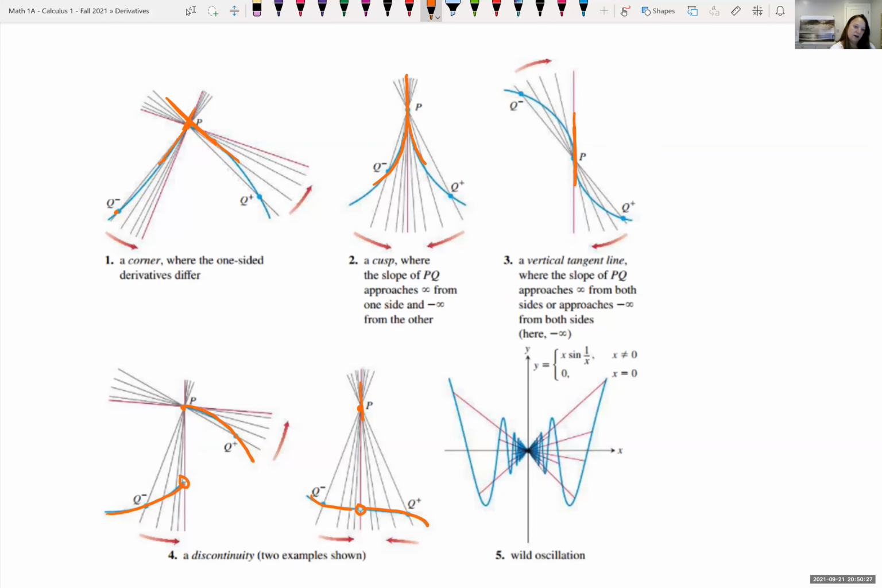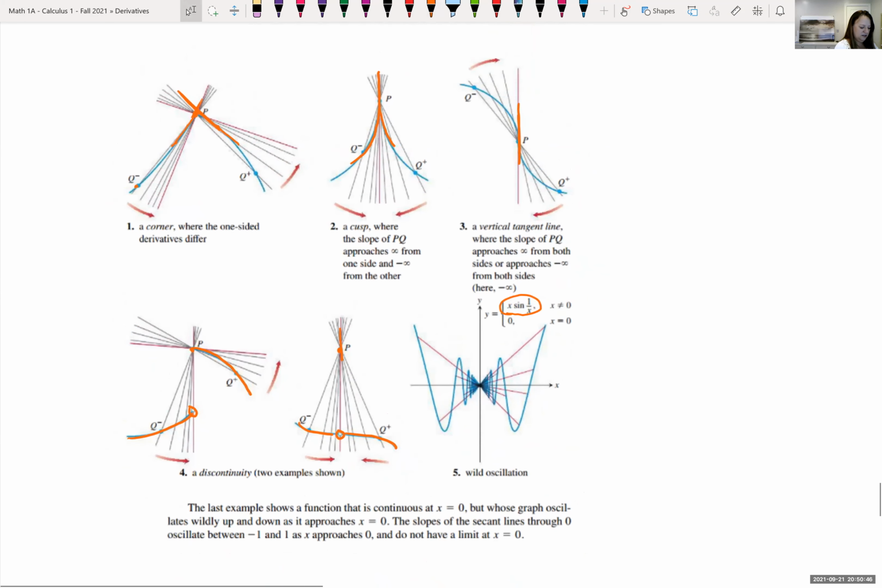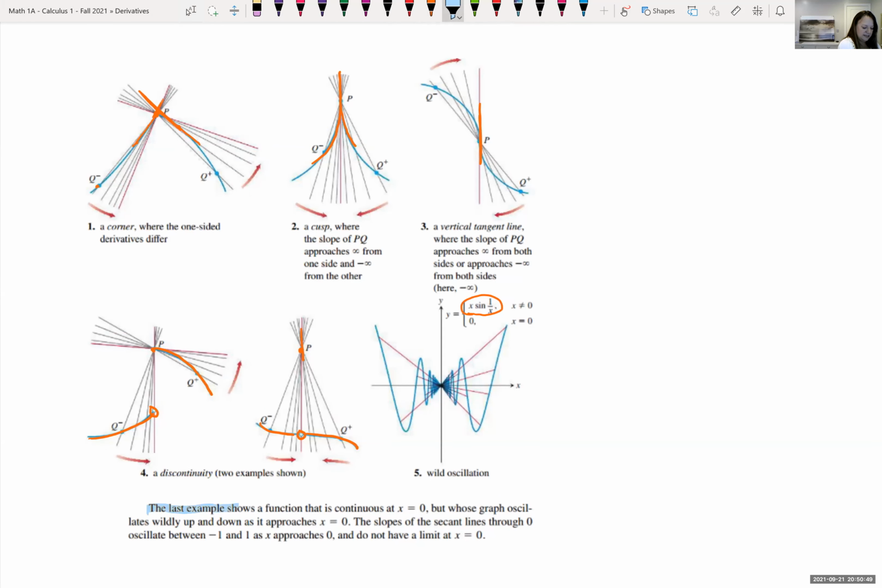The last case where the derivative doesn't exist is if you have a wild oscillation, which we had seen in this graph of x times sine of 1 over x, as x approaches 0. The last example shows that a function is continuous at x equals 0, but the graph oscillates widely up and down as it approaches x equals 0. The slope of the secant line through 0 oscillates between -1 and 1 as x approaches 0 and does not have a limit at x equals 0.